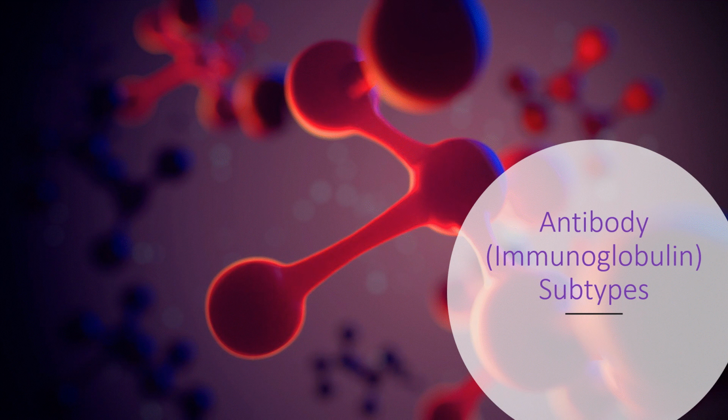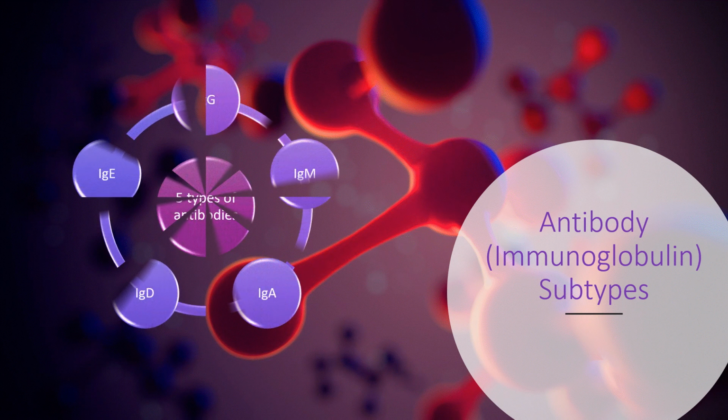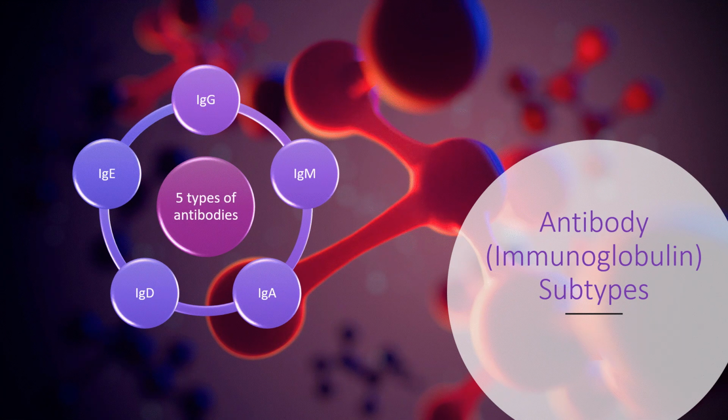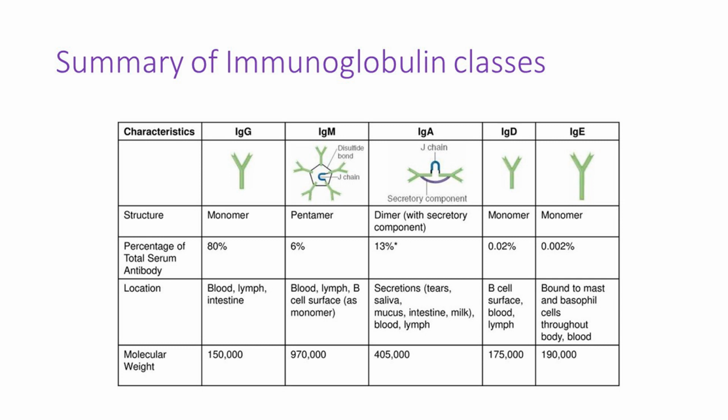Antibodies are divided into 5 major classes: IgG, IgM, IgA, IgD, and IgE, based on their constant region structure and immune function. Different classes of antibodies or immunoglobulins have different characteristics. IgG is the most abundant class of antibody in the human body. It exists as a monomer, and is found ubiquitously in the blood and lymphatics.